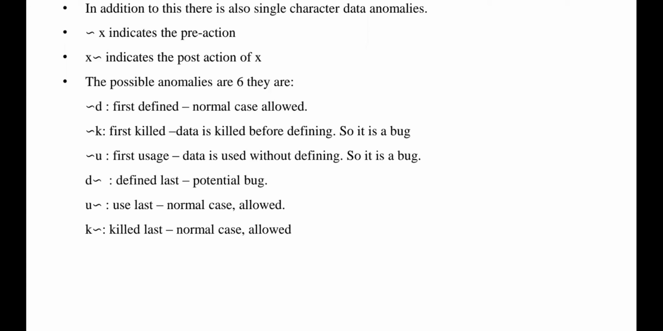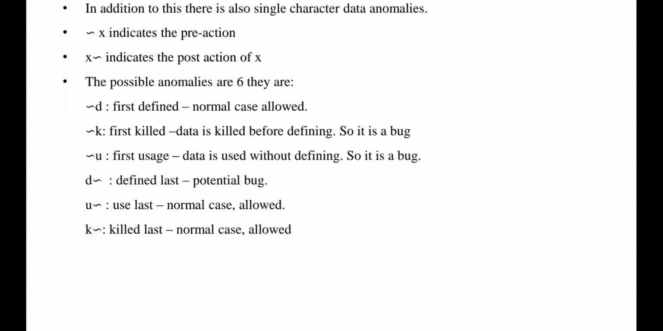So for the killing process, first kill means without defining a data object, you cannot kill. That is a bug. Data is killed before defining. Without defining a data object, we cannot kill. That is a bug. Next, first usage. Again, without defining, data cannot be used either. That is data used without defining. That is also a bug.